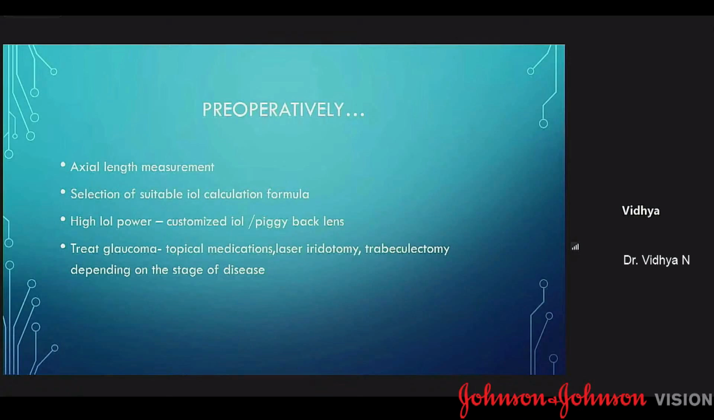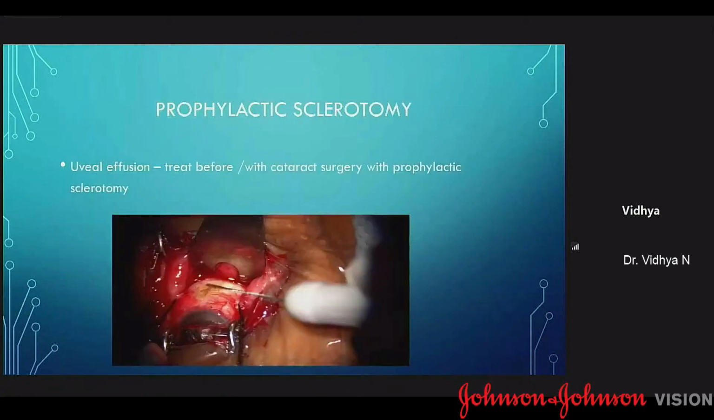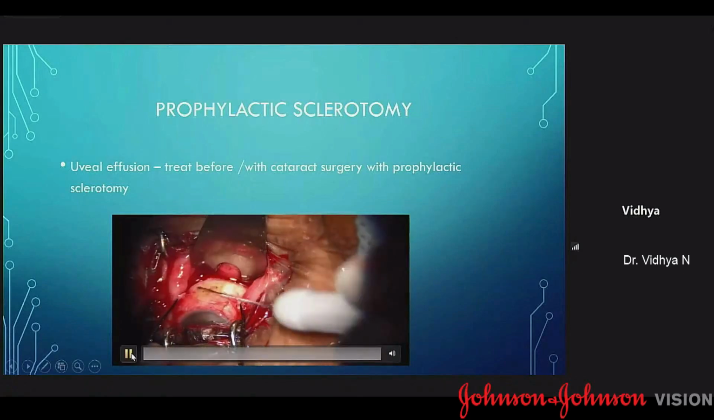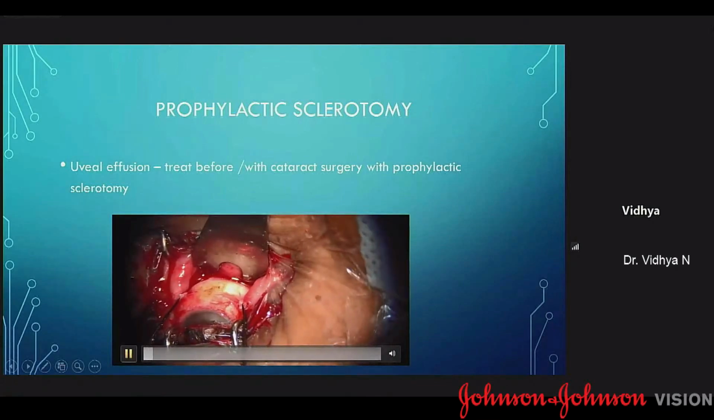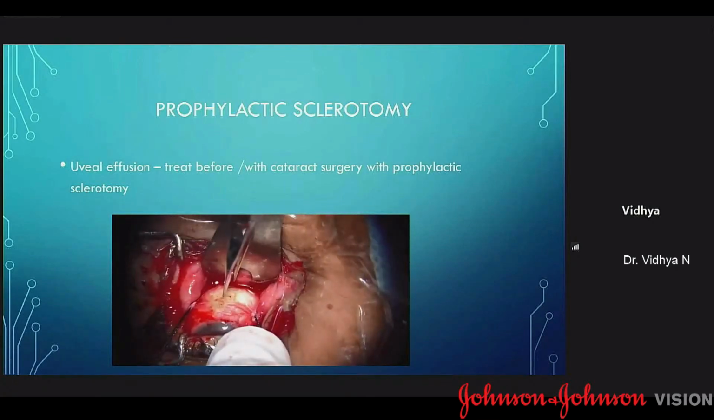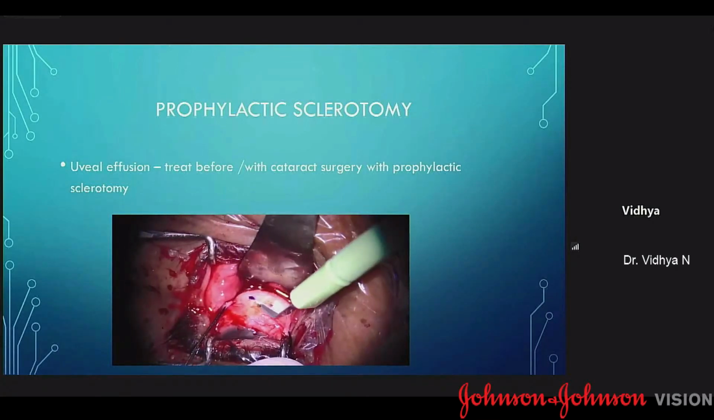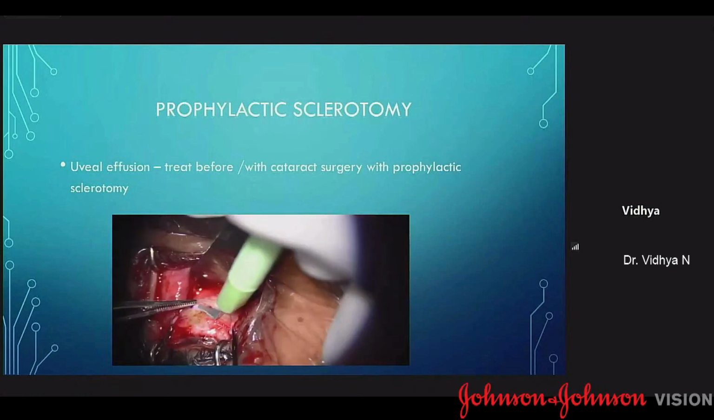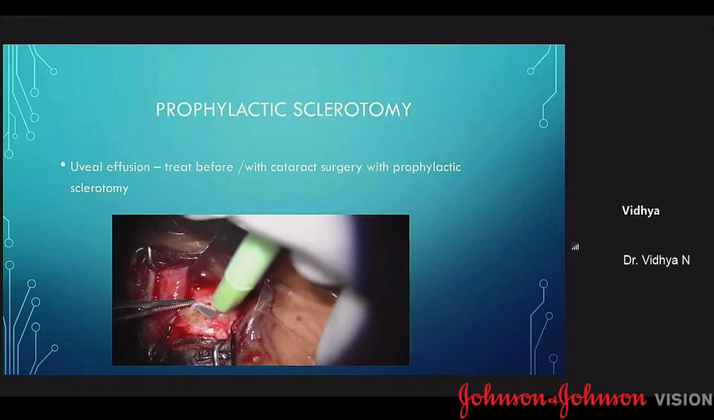We need to treat glaucoma with topical medications or laser or trabeculectomy, depending upon the stage of the disease. One complication of this eye per se is uveal effusion, which has to be treated either with or before cataract surgery with a prophylactic sclerotomy. The technique shown here is a single quadrant sclerotomy, wherein we make an incision, a partial thickness scleral flap, 10 to 12 millimeters away from the limbus.